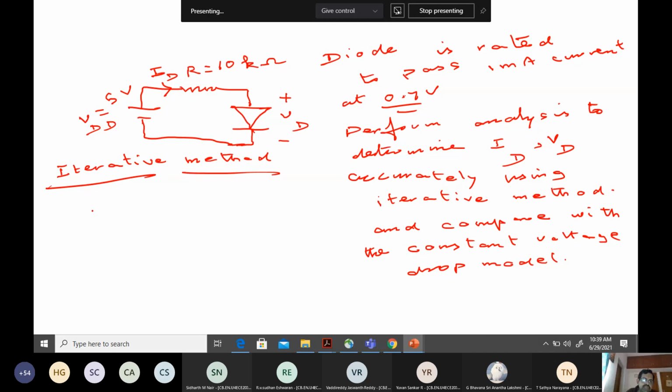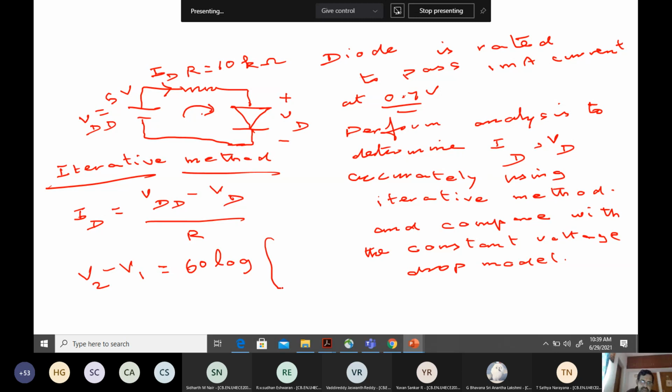In the iterative method, we must employ these two equations. So the KVL says ID will be equivalent to VDD minus VD by R. This is the equation that we use to find the current that flows through the diode, and then from the exponential model, we get V2 minus V1 equal to 60 log of I2 by I1. This is the exponential model equation.